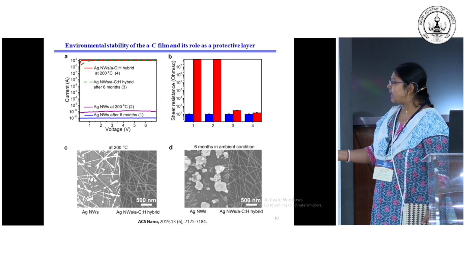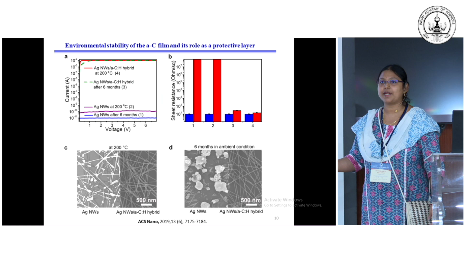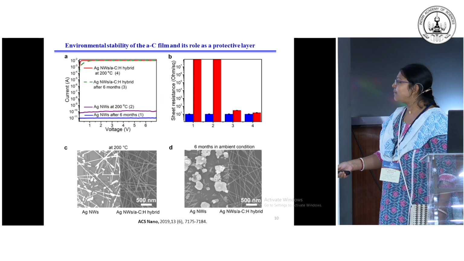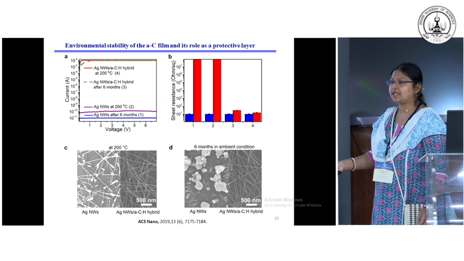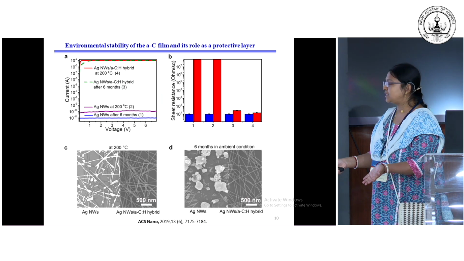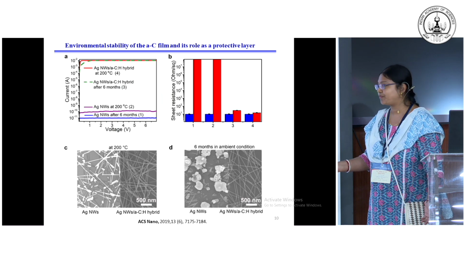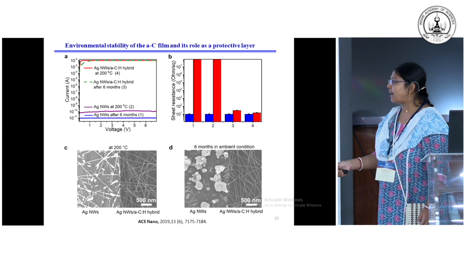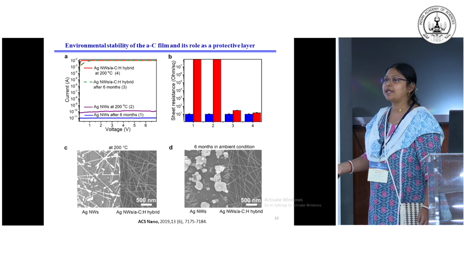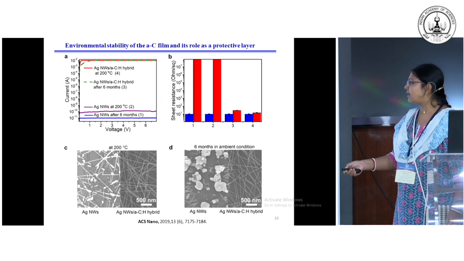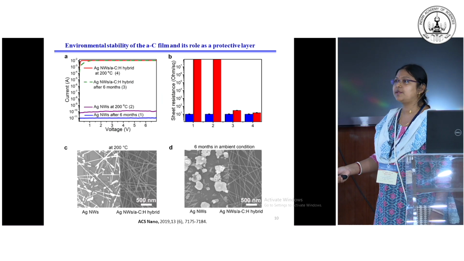The silver nanowires are very useful material in the flexible electronics, but they are very much unstable. They get oxidized upon high temperature treatment or just exposure in the ambient condition for long time. But when we cover them with amorphous carbon thin film, they become very stable and their morphology and their electrical conductivity remains same.